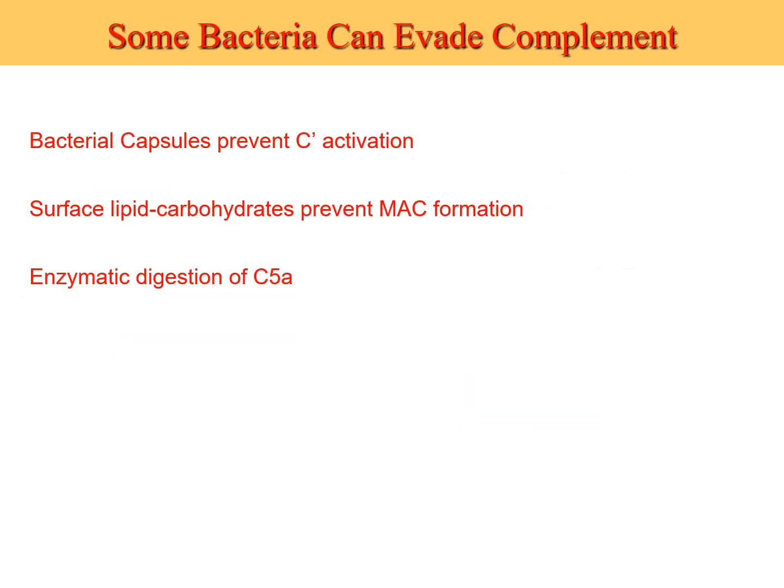And so some bacteria can actually avoid or escape from the effects, evade the effects of complement. Some have capsules. Capsules not only are good at reducing phagocytosis, but they can prevent complement activation. Some have surface molecules that can prevent MAC formation, membrane attack complex formation, and some organisms have enzymes that can break down or digest C5a, thus reducing the effects of complement.